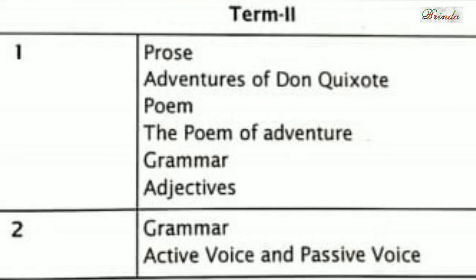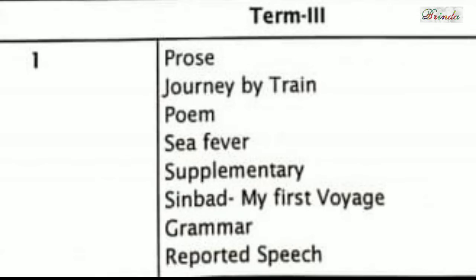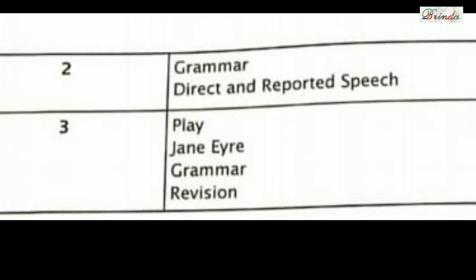Okay, and if you see the second term, prose, Adventures of Don Quixote. Poem, The Poem of Adventure, grammar, adjectives. In the second unit, grammar, active voice and passive voice. In the third term, first unit, prose, Journey by Train, poem, Sea Fever, supplementary reading, Sinbad My First Voyage, grammar part, reported speech. And in the second unit, grammar, direct and indirect speech.